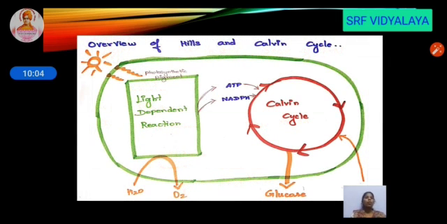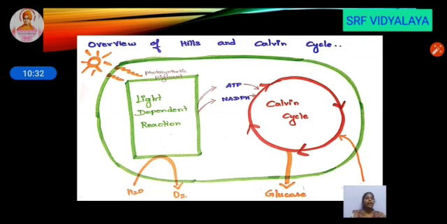Now an overview of Hill's reaction and the Calvin cycle. You can see the green structure is the chloroplast, with the thylakoid membrane and stroma. The photosynthetic pigment absorbs the light energy from the sun and converts it into chemical energy in the thylakoid membrane. During this process, oxygen is liberated.